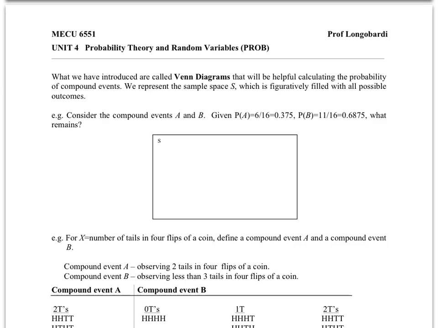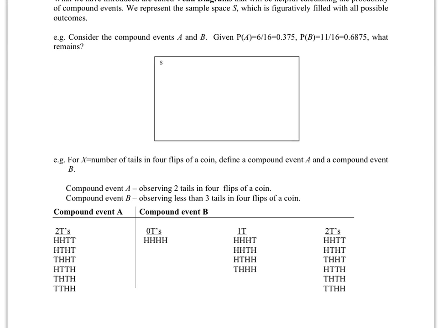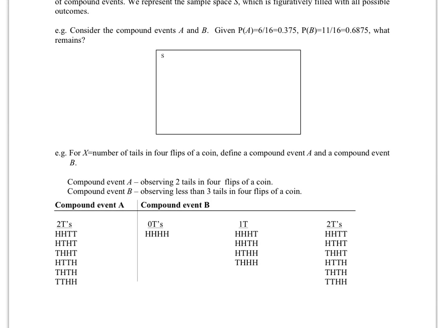The easiest way to visualize that is to look at the possible outcomes. So these are the simple events, the possible outcomes. Compound event A looks like this, and compound event B could look like any of these. Event A could take any of these forms, and event B could take any of these forms. Now, looking at these, it should be clear that event A is inside event B. We should be able to translate that into the Venn diagram space up here.